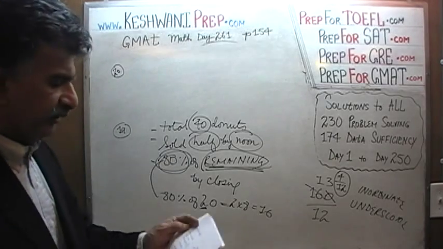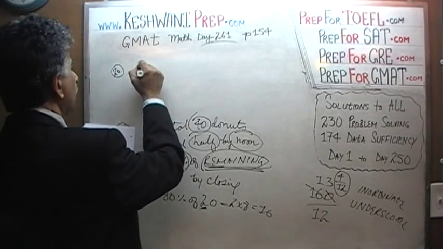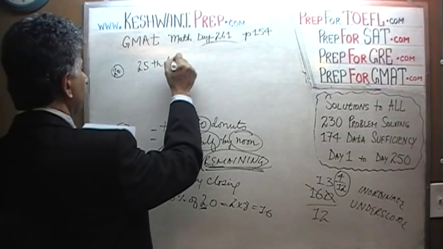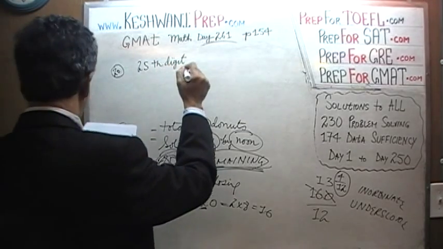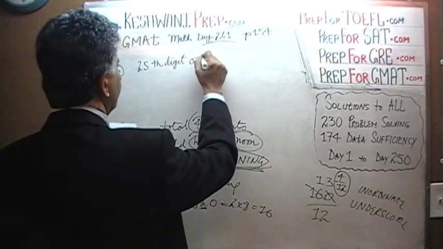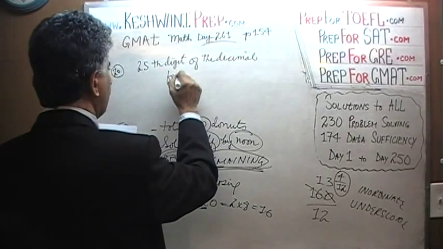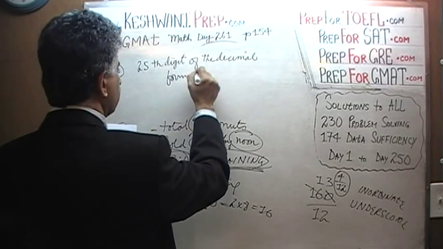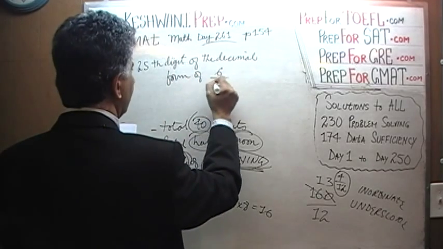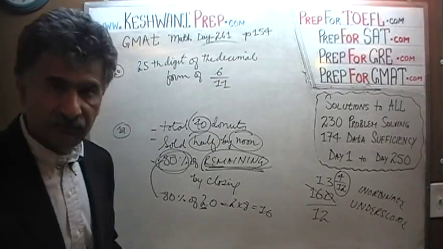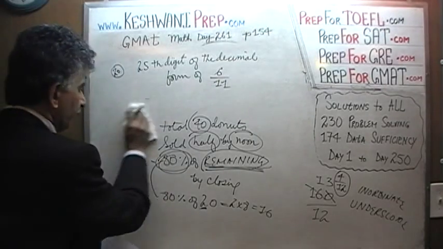It says, what is the 25th digit of the decimal form of 6/11? What is the 25th digit of the decimal form of 6/11? Let's find out, shall we?